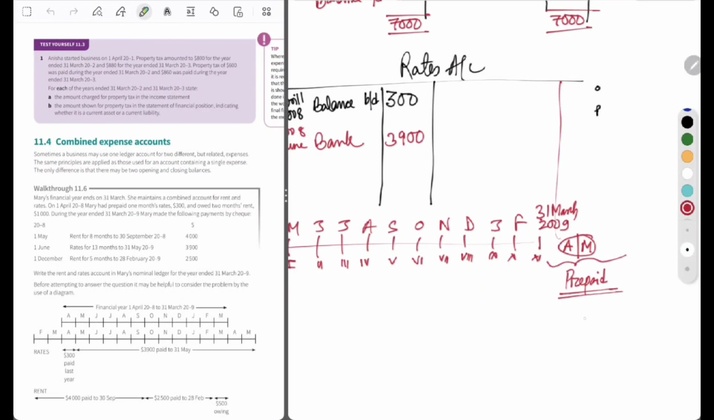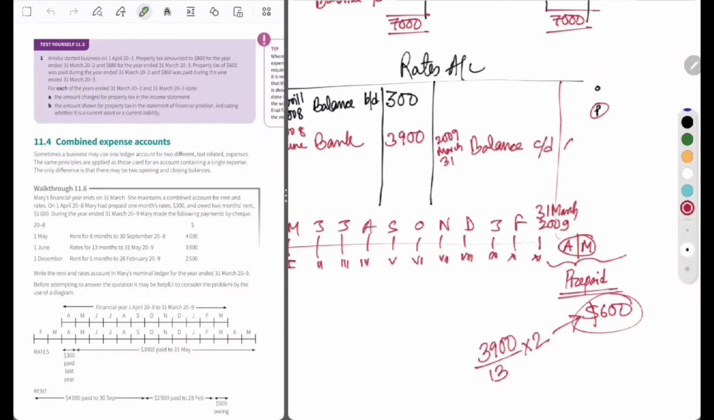And what is the amount for prepaid rates for 2 months? It is going to be $600. Look here, just use your logic. Since it was $300 for 1 month, right? So for 2 months it is $600. Or simply the total amount that was paid for 13 months was 3,900. So for 2 months it is going to be 3,900 divided by 13 into 2. So this gives us how much? $600 as prepaid. And we know closing prepaid, we write it here. So on 2009, this is March 31st, we are going to write balance that has been carried down. How much? 600. This is our prepaid rates.